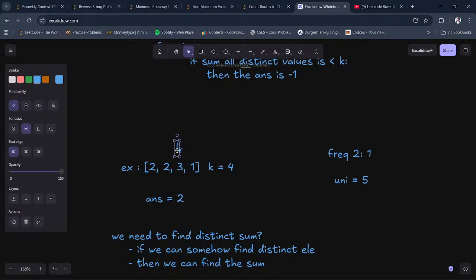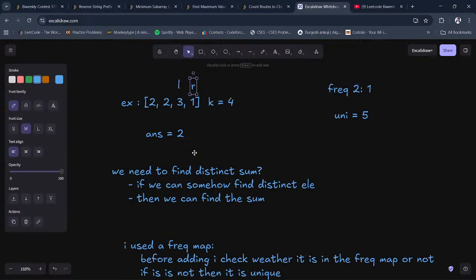Then we'll do this, and we can iterate over R. R will go here. Then the sum is 4. This is also one of the valid pairs.